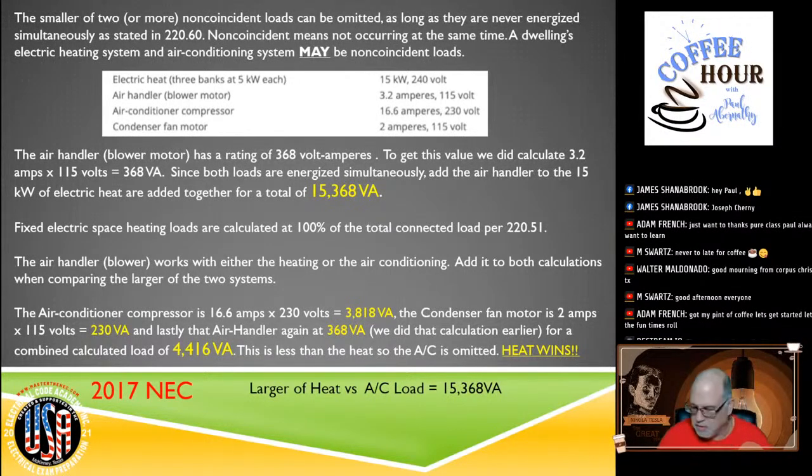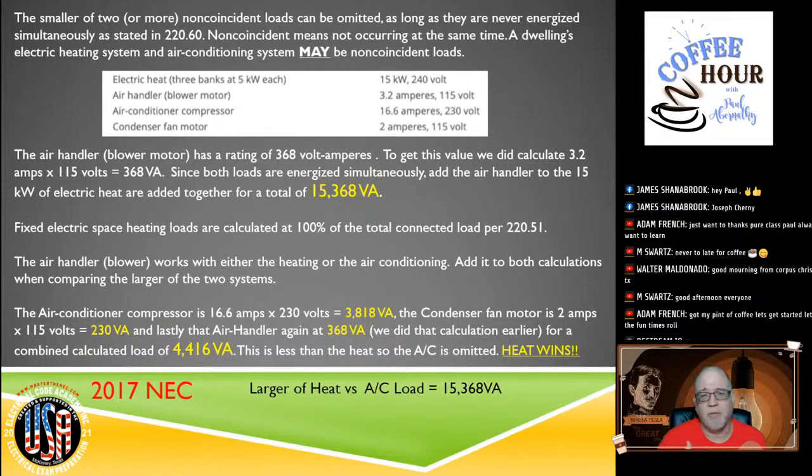Now I've heard you folks out there say, Paul, explain the difference in what's called non-coincident loads. You've heard me explain this ad nauseam before if you're in my fast tracks, but let me give you maybe a 30,000-foot view, because it doesn't just apply to residences. It can apply anywhere. So 220.60 is a broad application. If I have an industrial building or commercial building and I have two different loads and they're designed to not come on at the same time, and there's a way to keep them from operating at the same time, they won't be energized simultaneously, then those are considered non-coincident loads.